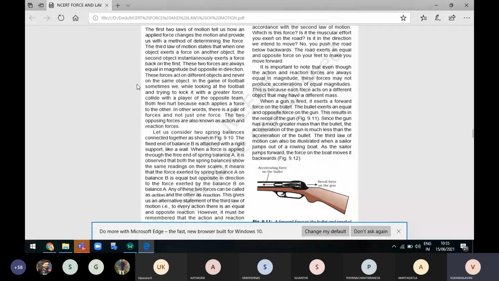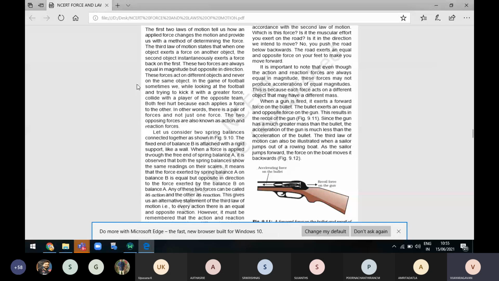So when a gun is fired, it exerts a force on the bullet. That is, the gun is giving a forward force to the bullet, and the bullet is coming out. The bullet exerts an equal and opposite force on the gun. So when the bullet is coming out, it gives some force backward. This results in recoil, the gun is coming back. That is called the recoil of the gun.